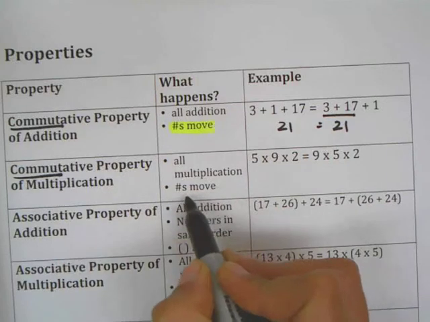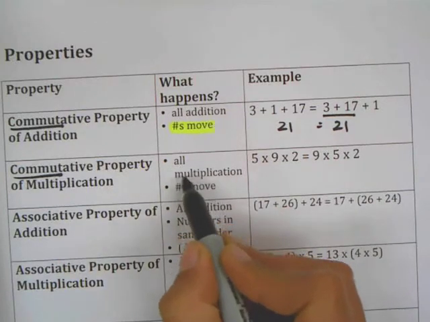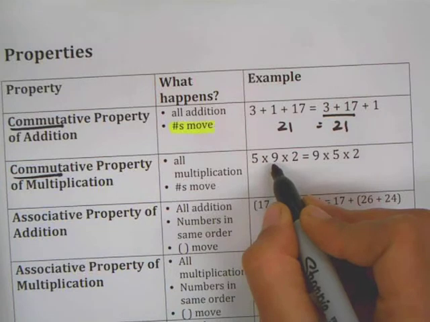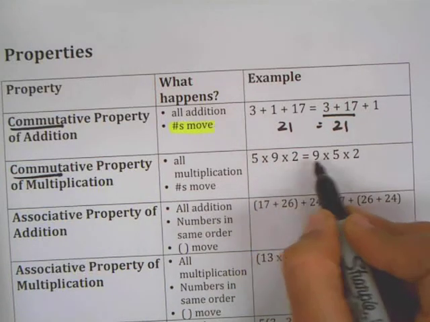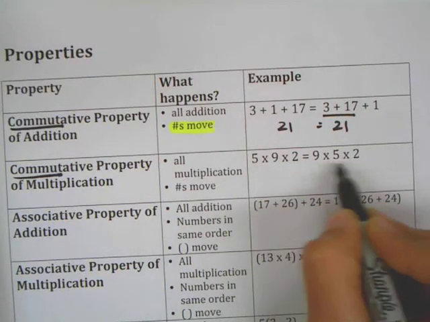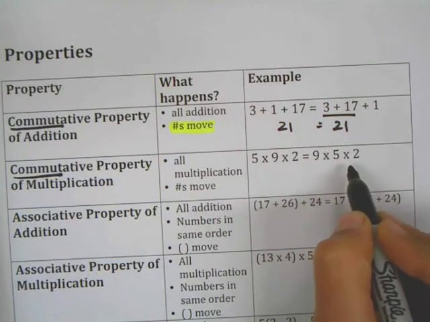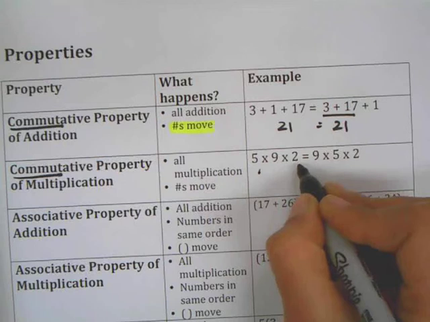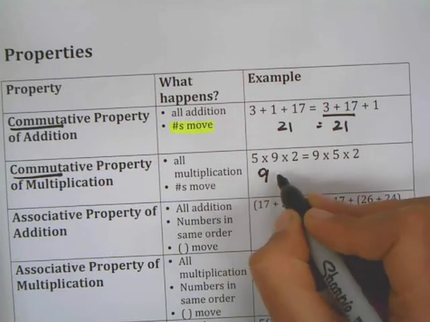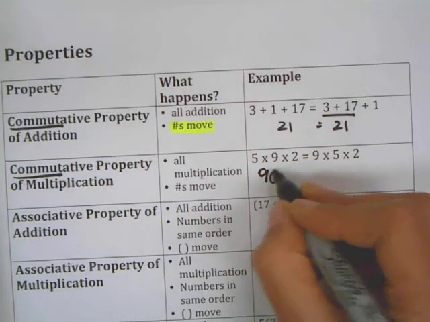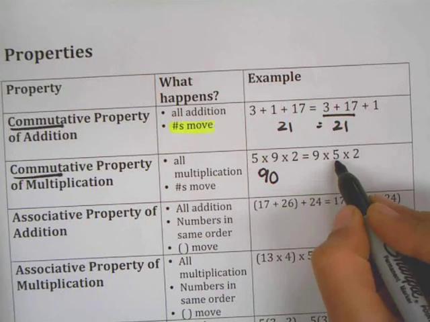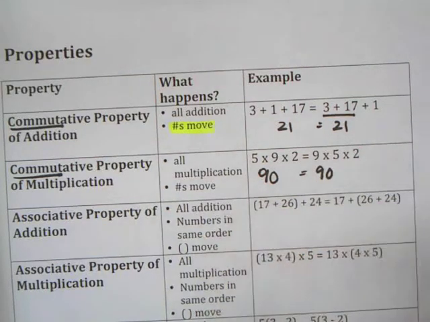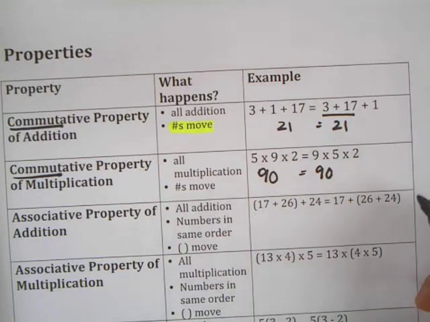So we also have a commutative property of multiplication. And once again, commute means the numbers are moving. And in this case, it's all multiplication. So you look at the numbers, 5, 9, 2, 9, 5, 2. It's the exact same numbers, but the order has switched. So 5 times 9 is 45 times 2, which is 90. And 9 times 5, 45 times 2, 90. Okay, so you're going to get the same answer.